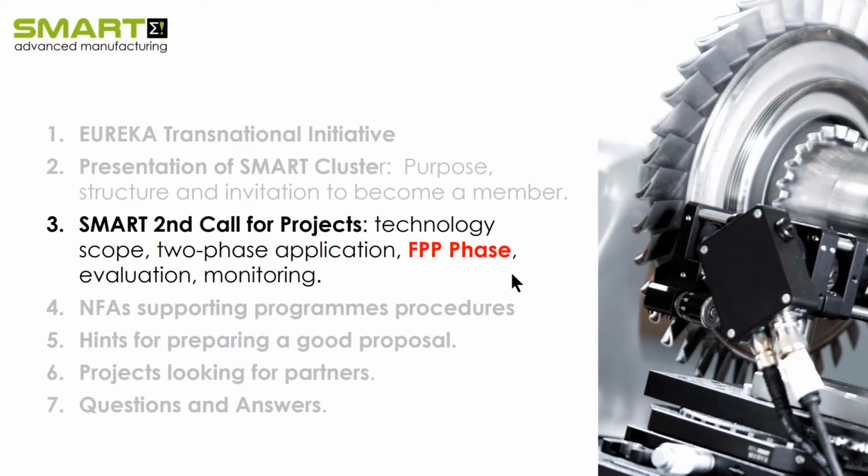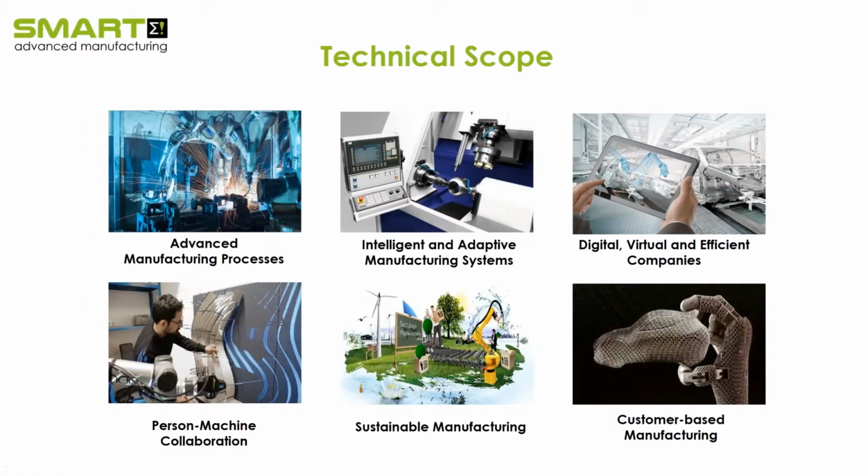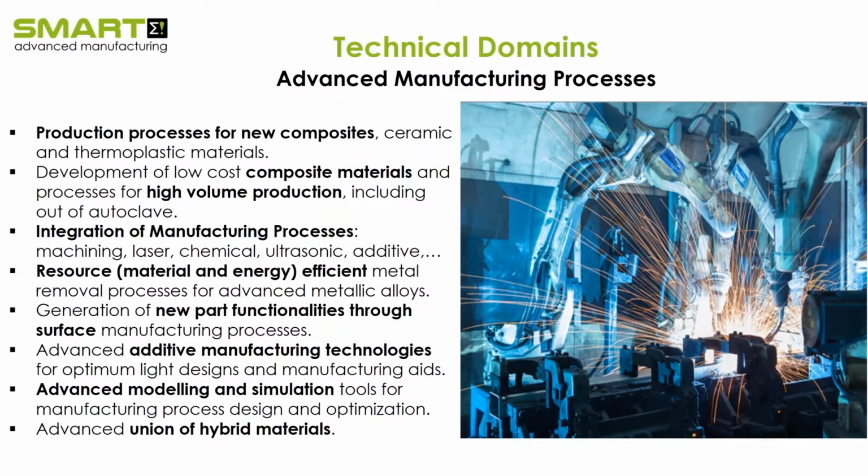Yes. Okay, then I will focus now on the Smart second call for projects. First, just the technical scope of Smart. We focus our activity in these 6 pillars that you see now on the screen. Briefly, advanced manufacturing processes are those manufacturing processes that deal with new materials, or that need special or innovative approaches.